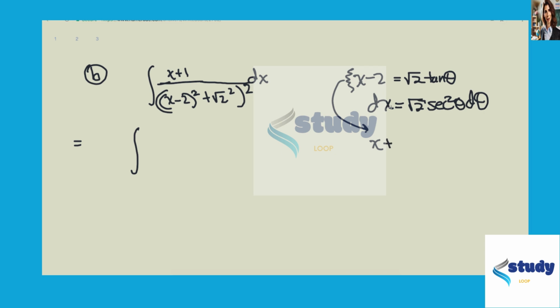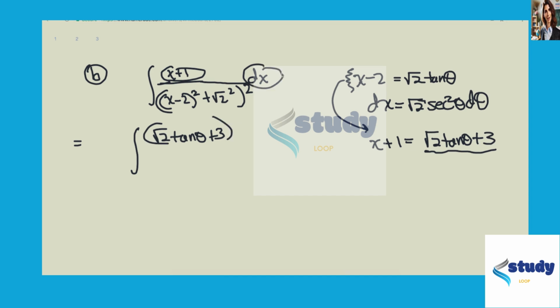So if we add 3, the left becomes x plus 1, and the right-hand side, plus 3. So we can replace x plus 1 with the right-hand side over here: root 2 tan theta, plus 3. Then we multiply by dx, and that's over here: root 2 secant squared d theta.